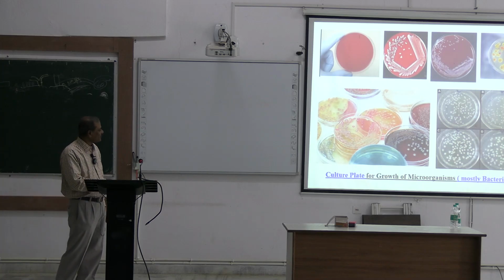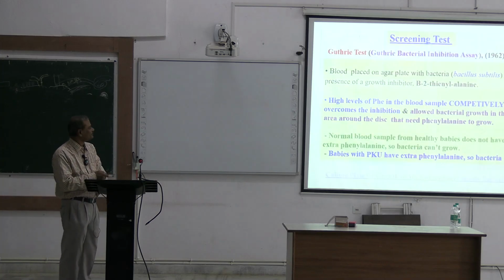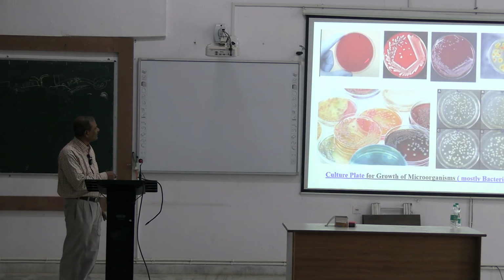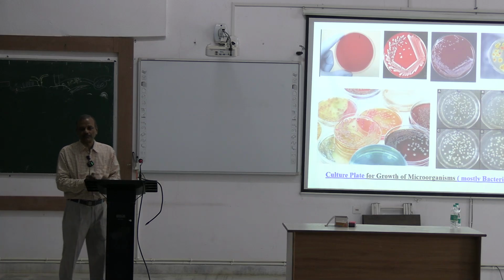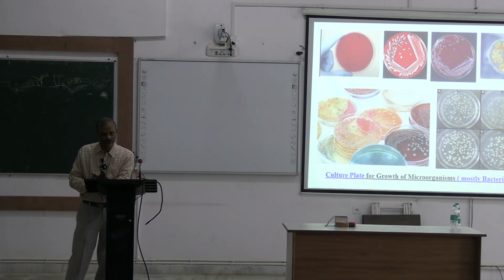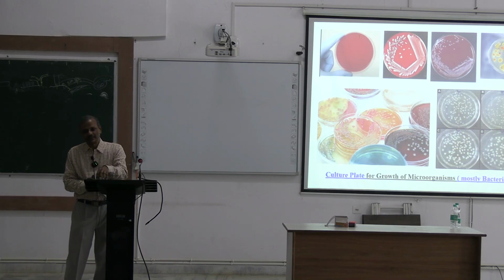Now, this test is based on an inhibition assay. So, here what is done, in this media, one inhibitor is added. Bacillus subtilis is the bacteria which is chosen. The inhibitor for Bacillus subtilis growth is beta-2 thienylalanine. That is added so that even if the bacteria is present, it will not be able to grow because it prevents the growth of Bacillus subtilis.